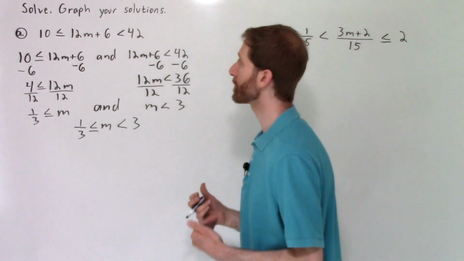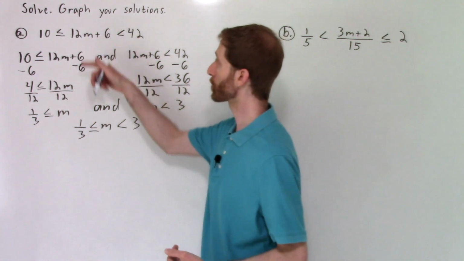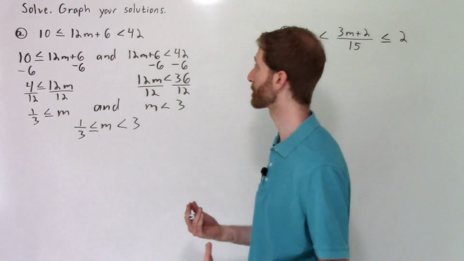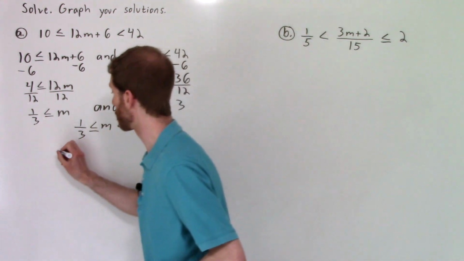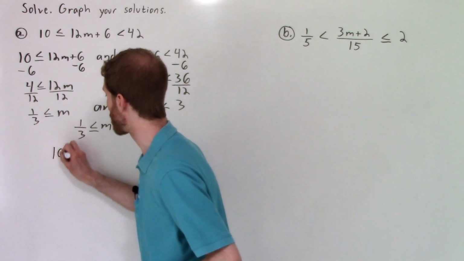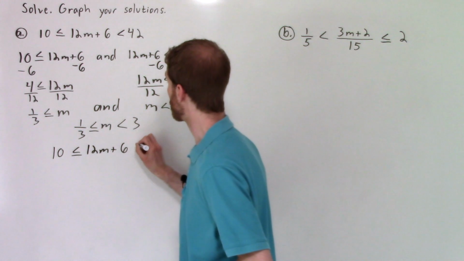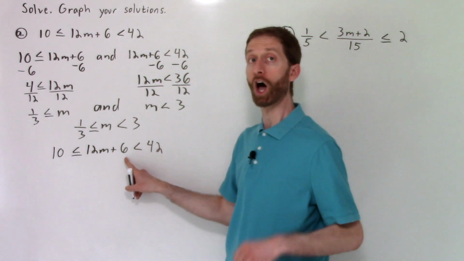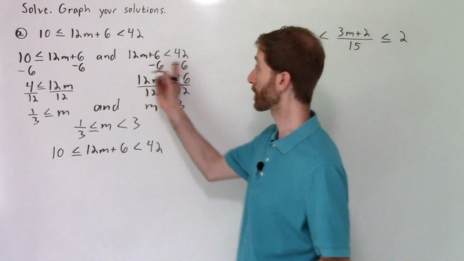Another way of solving this out, which I think is a little more efficient, is what I'll show you right now. But notice that the steps are all the same. It's just how we organize our thoughts. I'm going to keep this up here so we can compare it. We have the original problem, 10 is less than or equal to 12m plus 6, which is less than 42. Now you're literally just going to make sure that you do the undoing of operations to both sides of the inequality, just like we did here.